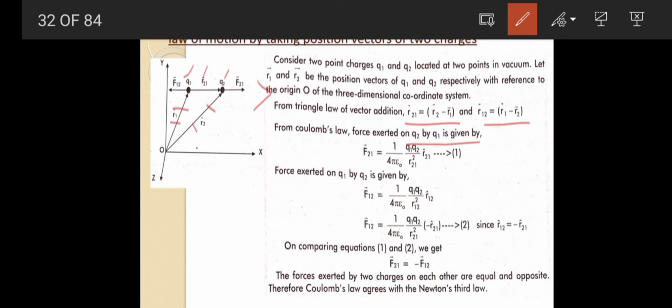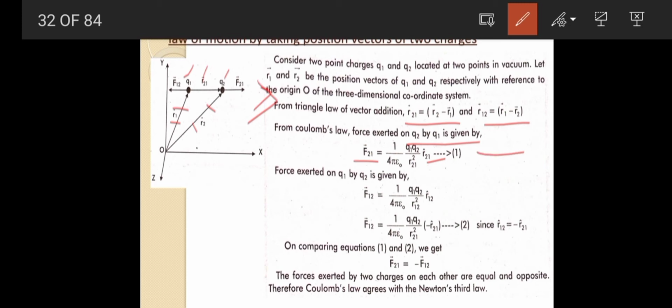That can be calculated by Coulomb's law. So F21 is equal to 1 by 4 pi epsilon naught, times the product of both the charges Q1 and Q2, divided by the square of the distance between them, which is R12 square, multiplied by R21 cap, the unit vector. What do you mean by this unit vector? This unit vector is used to represent the direction of this force F21. This force F21 has the direction of R21 cap. This we can call equation 1.